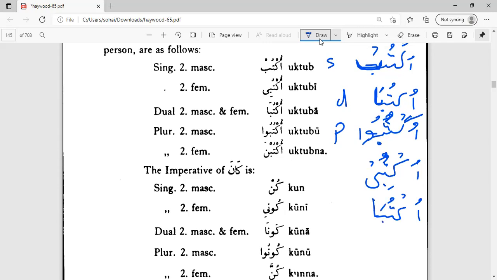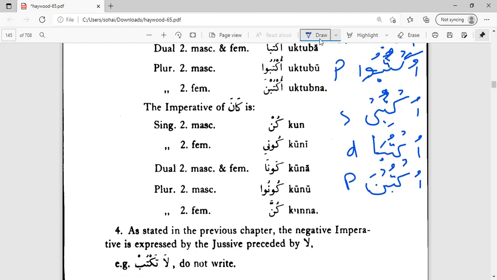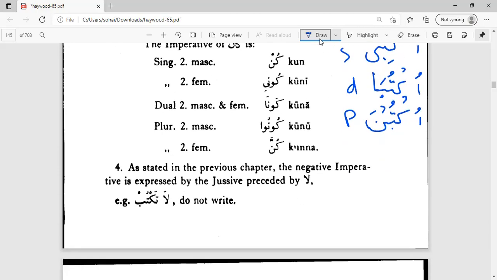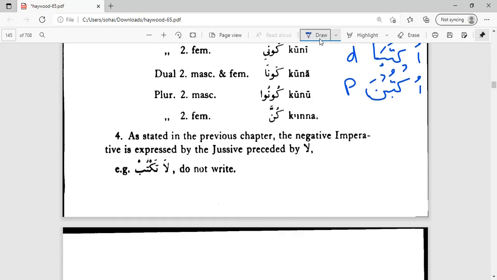So uktuba is the dual, same as the masculine. Uktuba. So this is singular for feminine, this is dual, and for plural the noon doesn't drop. We mentioned before that the feminine plural noon doesn't drop in any of the cases. So it's uktubna. It was taktubna, it becomes uktubna. The way I look at it sometimes is when all the ladies get together, it's very hard to break them.